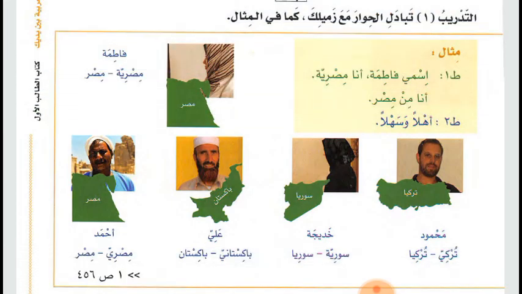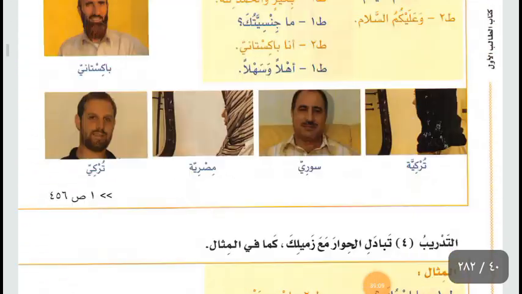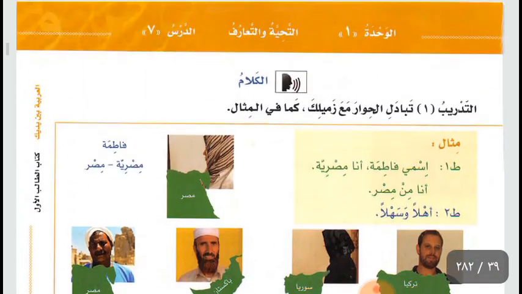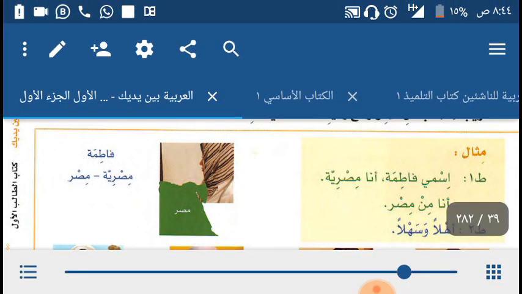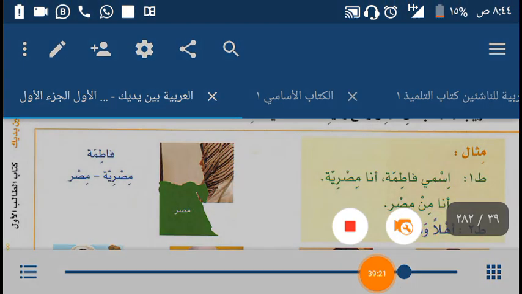Just a minute. I think it is enough for today. Tomorrow or on Friday we will start from Al-Kalam, which is lesson number 7 and page number 39 on the PDF. Okay, inshallah.